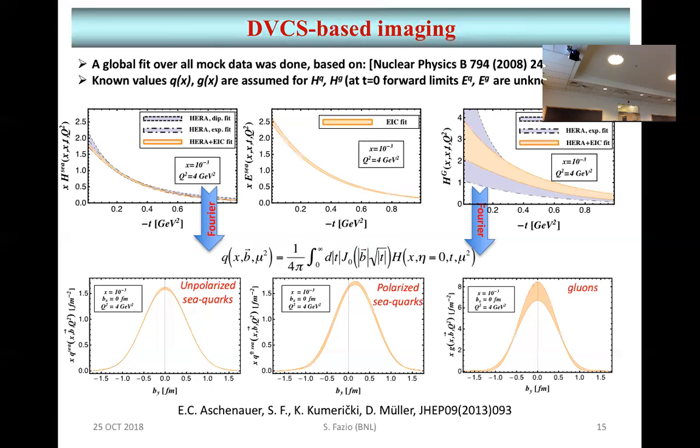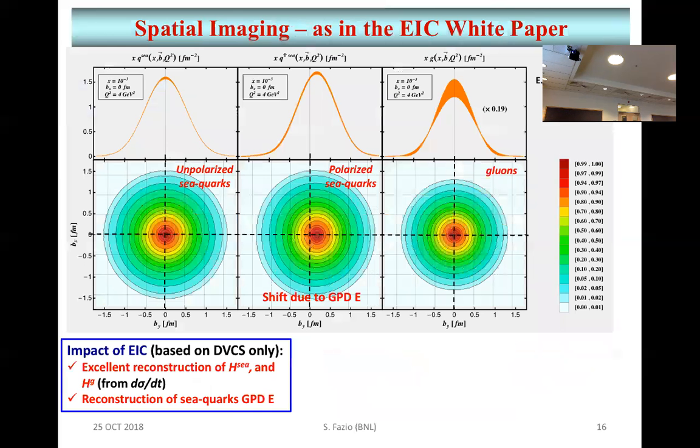And at that time, from that model, it was unconstrained. And also, you can improve greatly the uncertainty on the GPD H for the gluons. Again, a Fourier transform gives you directly the impact parameter imaging like this. So this is the kind of tomography that you will do in the end. Here, this shift is due to the GPD E. That was what we did back in time, and this was what entered the white paper.